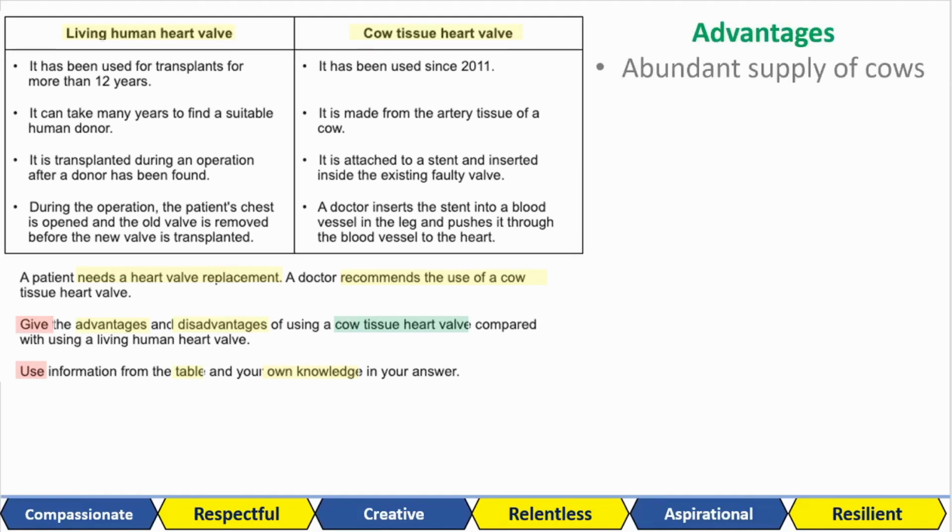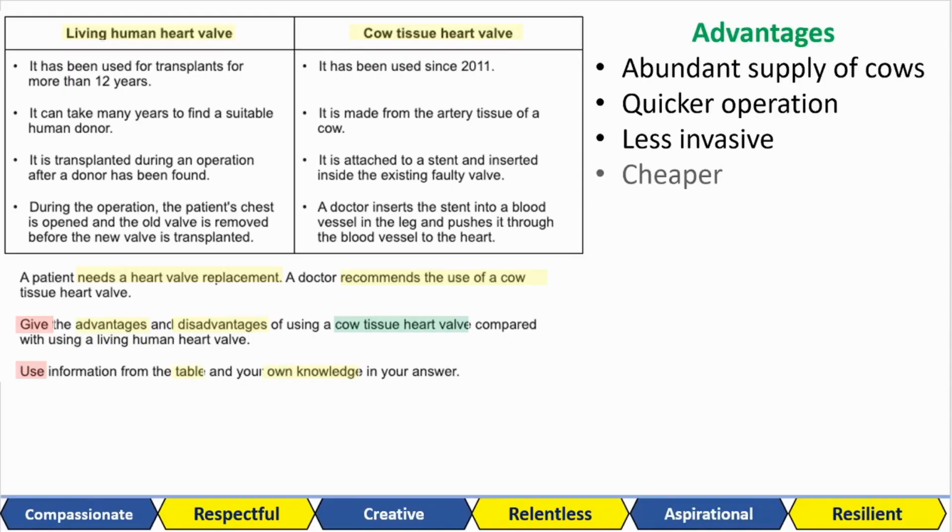Advantages. We have an abundant supply of cows. Cows are everywhere. It's a quicker operation than the living human heart valve. It's also less invasive. The living human heart valve has your chest all opened up. Finally, it's cheaper. So for us broke guys out there, we have an option.